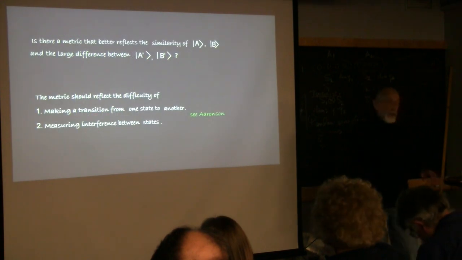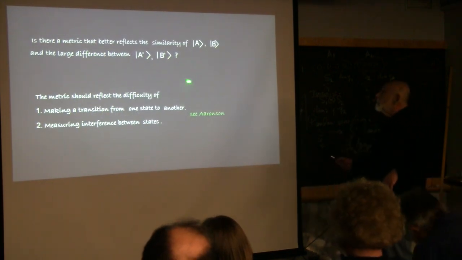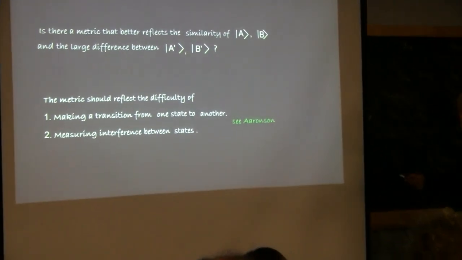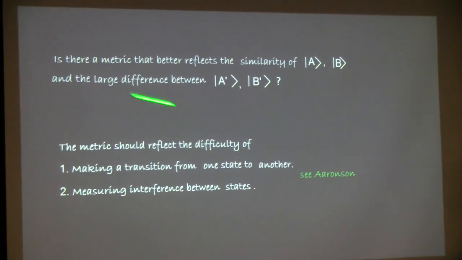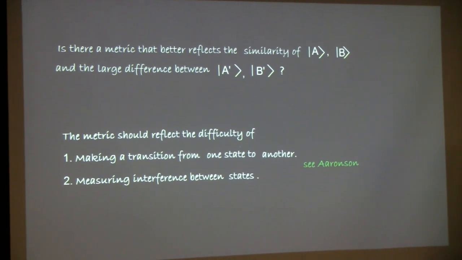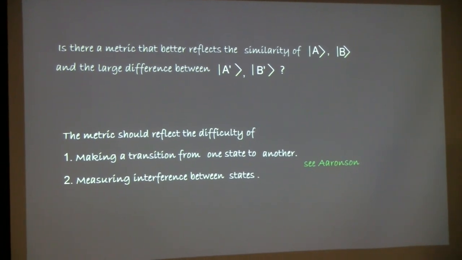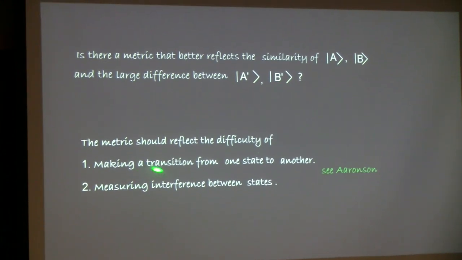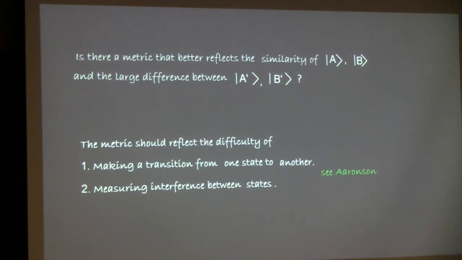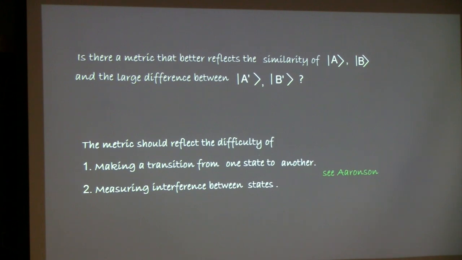So that raises the question: is there a metric that better reflects the similarity of A and B and the differences between A prime and B prime than the usual metric? Whatever this metric is, it should reflect the difficulty of making the transition from one state to another. That's what I will mean by saying they're far from each other: that it's hard to make a transition between them, and also measuring interference between them is also good. This is what Scott talked about last time, so I won't go over it. But that's the basic idea: is there a metric which has that property?